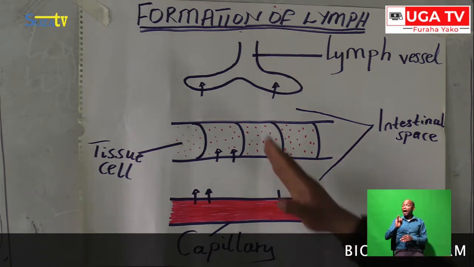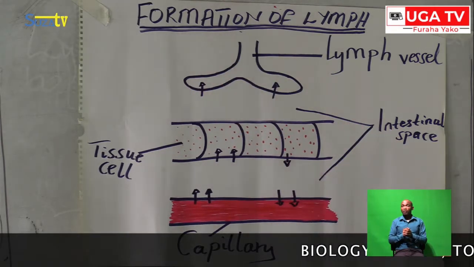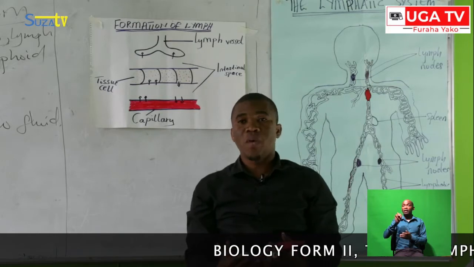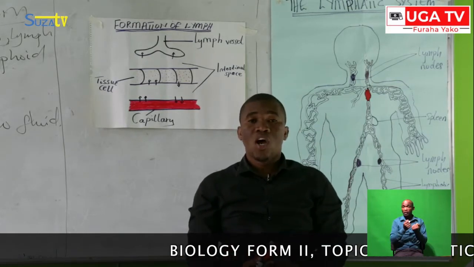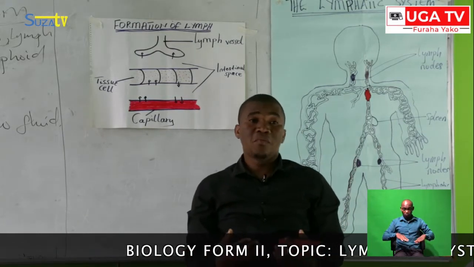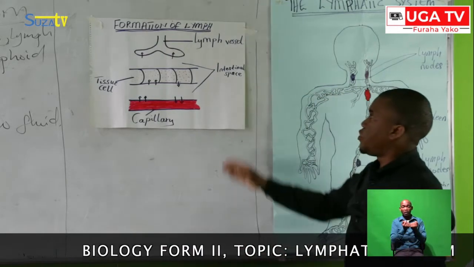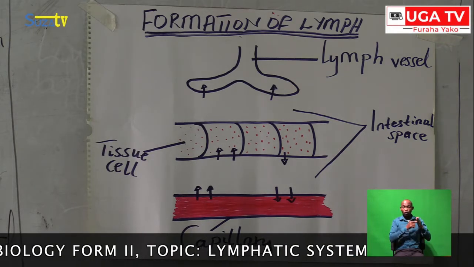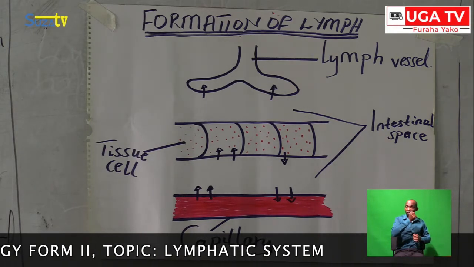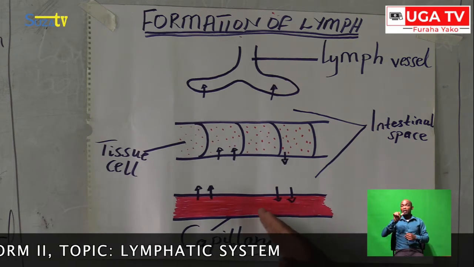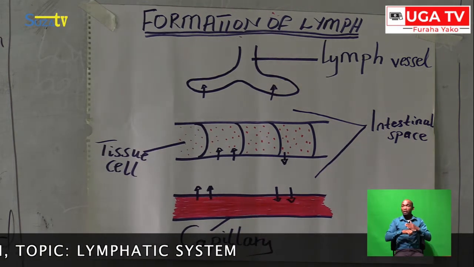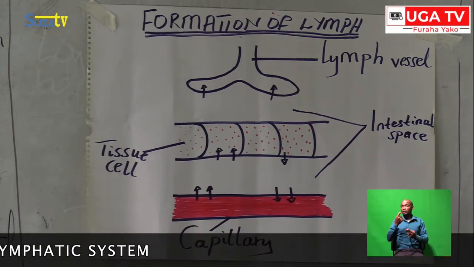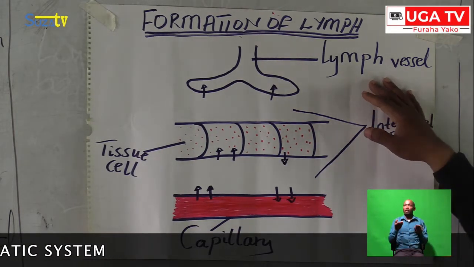Ali said, formation of lymph. So we should know how lymph is made in our body, or how our body can make lymph. Good. This is the diagram that shows the process that brings about the formation of lymph in our body. We have a capillary, which is red in color. As well, we have tissue cells. As well, we have lymph vessels.